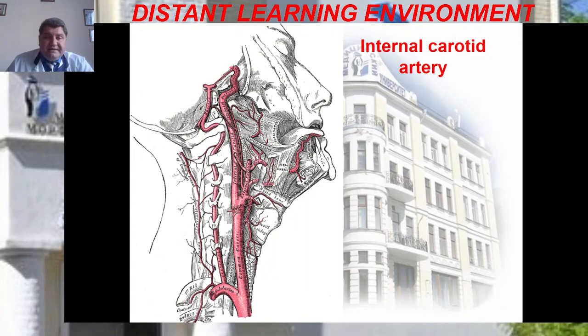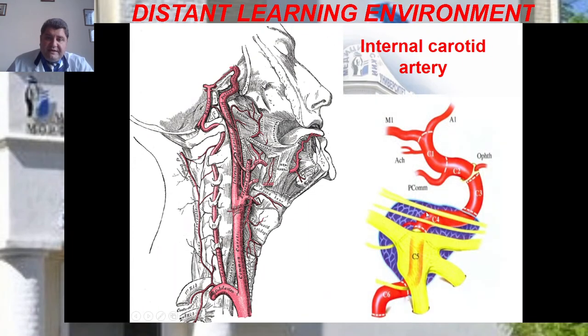The third part is the cavernous part. The cavernous part passes through the cavernous sinus, the sinus of the dura mater of the brain. You may see this part here. And the fourth part is the cerebral part of the internal carotid artery.